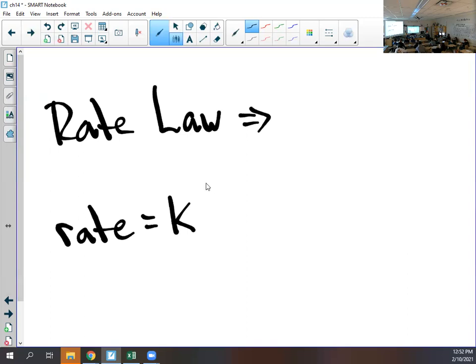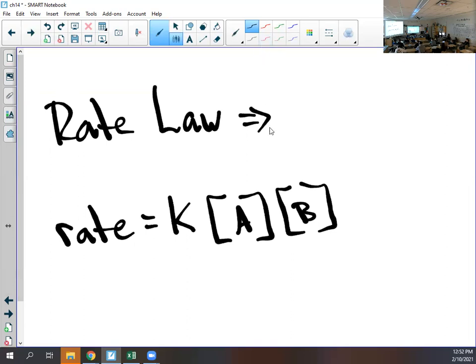And if this was just a 2 reactant thing, we'll call it A and B. She's my TA. She has the right to do whatever she feels like. All right. The rate law looks like this. Rate equals k times the concentration of your reactants.